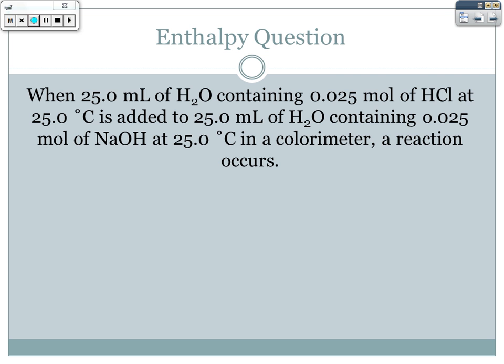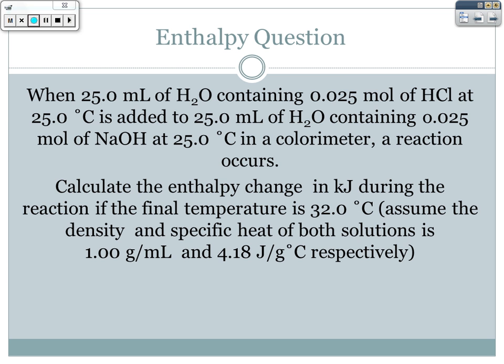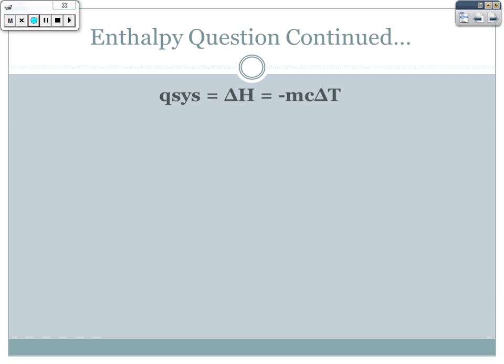Alright, so let's practice this. When 25 milliliters of water containing 0.025 moles of hydrochloric acid at 25 degrees Celsius is added to 25 milliliters of water containing 0.025 moles of sodium hydroxide at 25 degrees Celsius in a calorimeter, a reaction occurs. Calculate the enthalpy change in kilojoules during the reaction if the final temperature is 32 degrees Celsius. Assume the density and specific heat of both solutions is 1 gram per milliliter and 4.18 joules per gram degree Celsius, respectively.